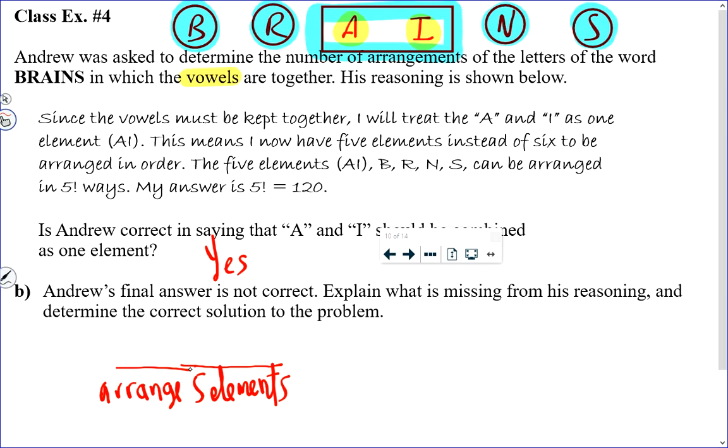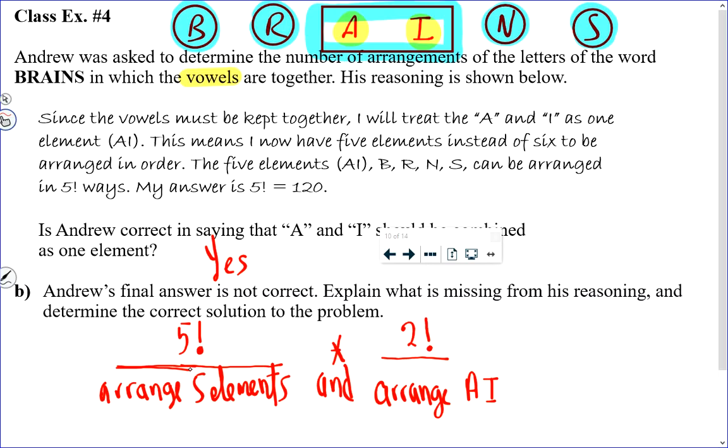That's one of the jobs he has, and he has to arrange the A and the I. Not only can he put that box with the AI wherever he wants, he has to look at the possibility of arranging the items within it. So he has to arrange the 5 major elements or major items, which is 5 factorial, and he has to arrange the A and the I, which is 2 factorial. And that's not going to give you 120, it's going to give you 240.